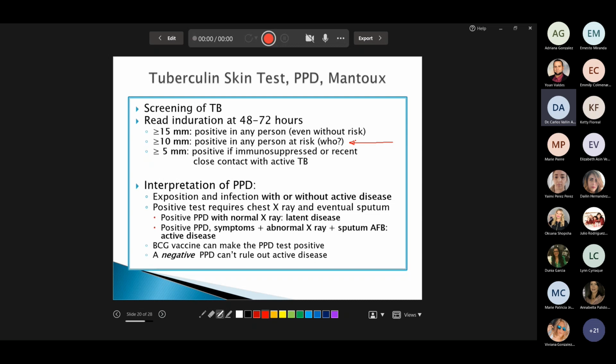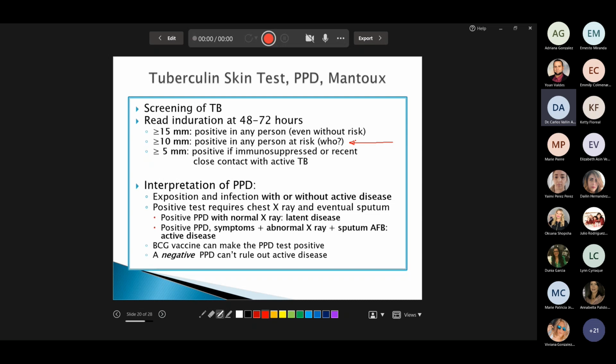But if the person is immune suppressed, somebody in chemo, somebody on high doses of prednisone, somebody that has a kidney transplant and is receiving immune suppressors, somebody that is injecting adalimumab, etc., HIV with AIDS, immune suppressed, yes? 5 millimeters or more is considered positive. And you need to understand that it's different.